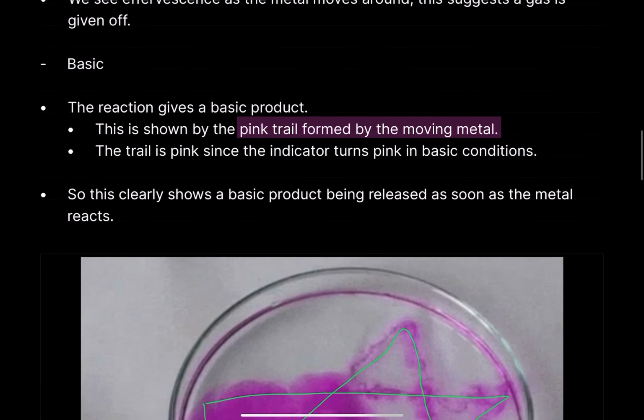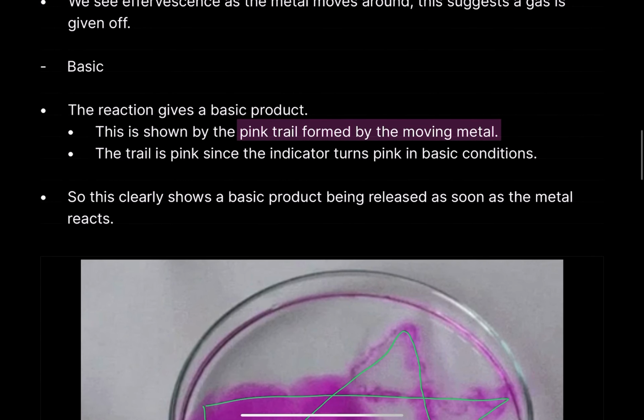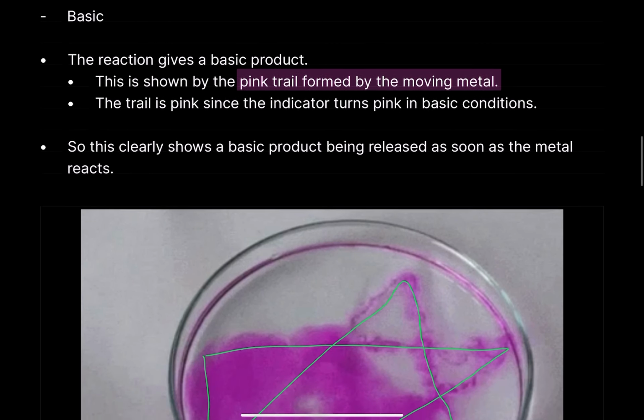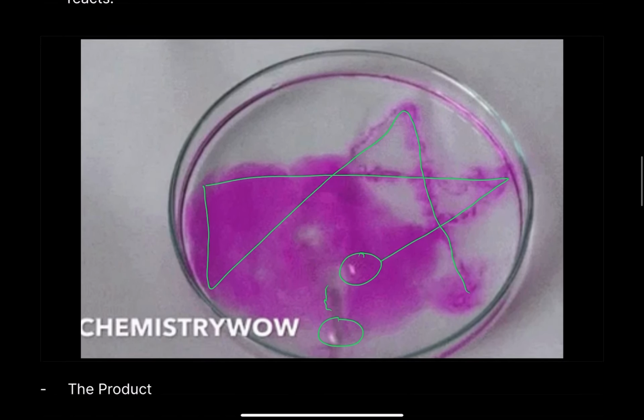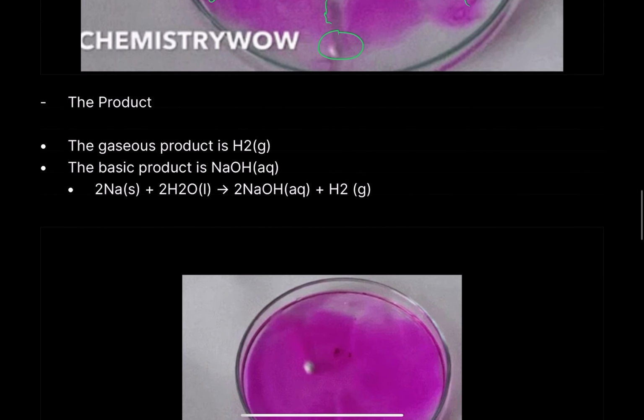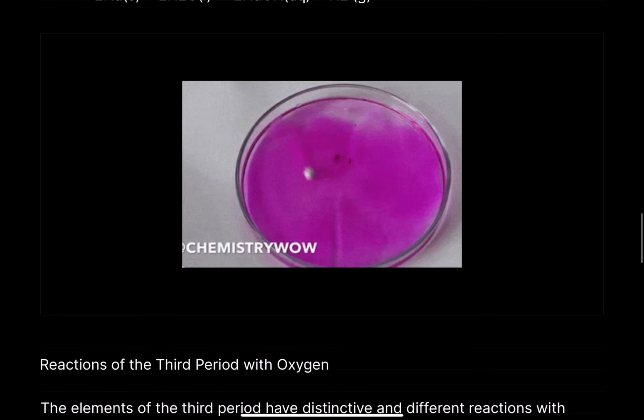Now, the trail is pink since the indicator turns pink in basic conditions. So this clearly shows the basic product being released as soon as the metal reacts. The gaseous product is H2, which is causing the effervescence, causing it to really fizz around. And the basic product is sodium hydroxide, represented as aqueous because it's dissolved in water. The reaction is 2Na + 2H2O goes to 2NaOH + H2. And then the end point of this reaction is represented here, where the whole thing will be almost pink, and we've got this massive blob here.